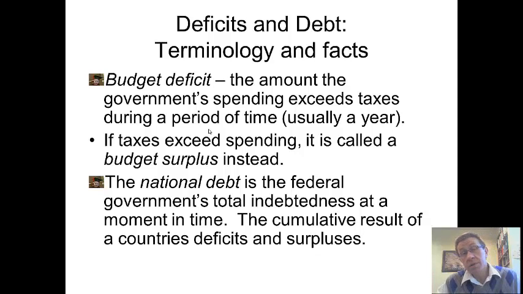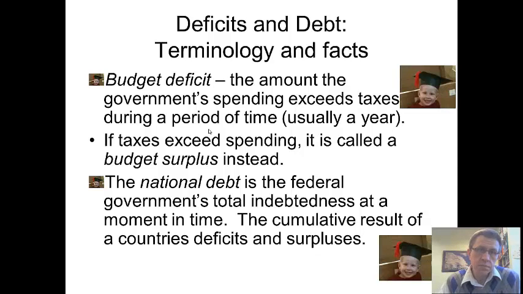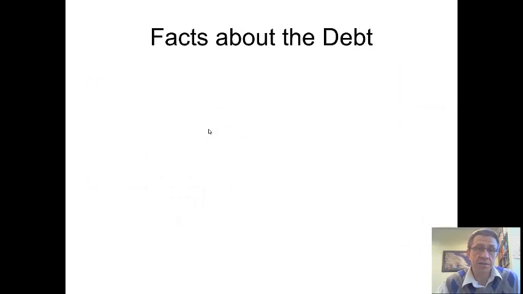There are times throughout our country's history where the country has actually run surpluses, bringing in more in tax revenue than has been spent. When that happens, it's called a budget surplus. You'll see these are key points, deficits versus the debt. It's something you should just know, not even just for the class, just to be an informed citizen of the world. You should know the difference between what a budget deficit is and what the national debt is.